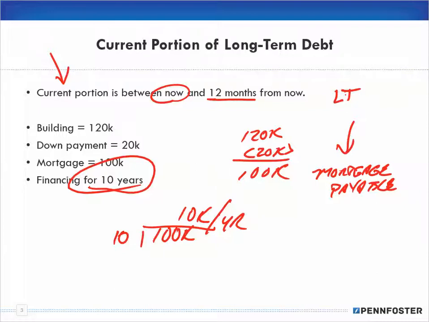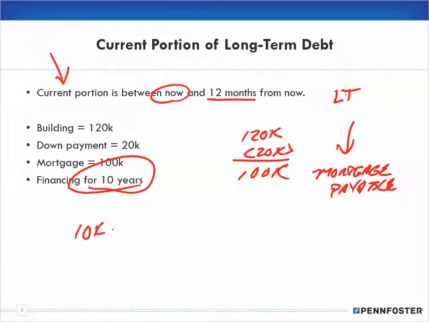All right, I'll keep it at that. I'm not going to look at it from a monthly perspective. So we're going to end up paying 10,000 per year for 10 years. Now remember, I'm not looking at this from calculating interest and trying to get exact numbers. What I'm trying to do here is illustrate this idea of the current portion.